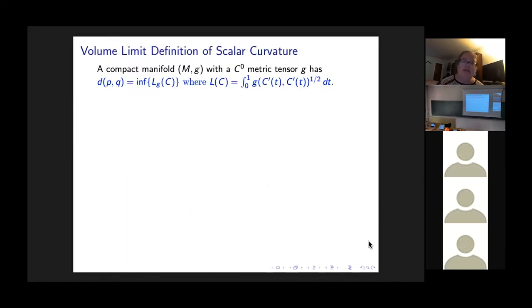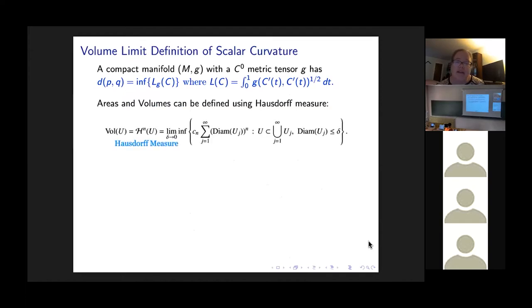All right, so let's talk about the volume limit definition of scalar curvature. I'm getting into the properties of scalar curvature that we can hope will also persist on the limit spaces. If you have a compact manifold M,G with the C0 metric tensor G, defining the distance as the infimum of lengths of curves, then areas and volumes can be defined using the Hausdorff measure. Hausdorff measure exists on limit spaces.